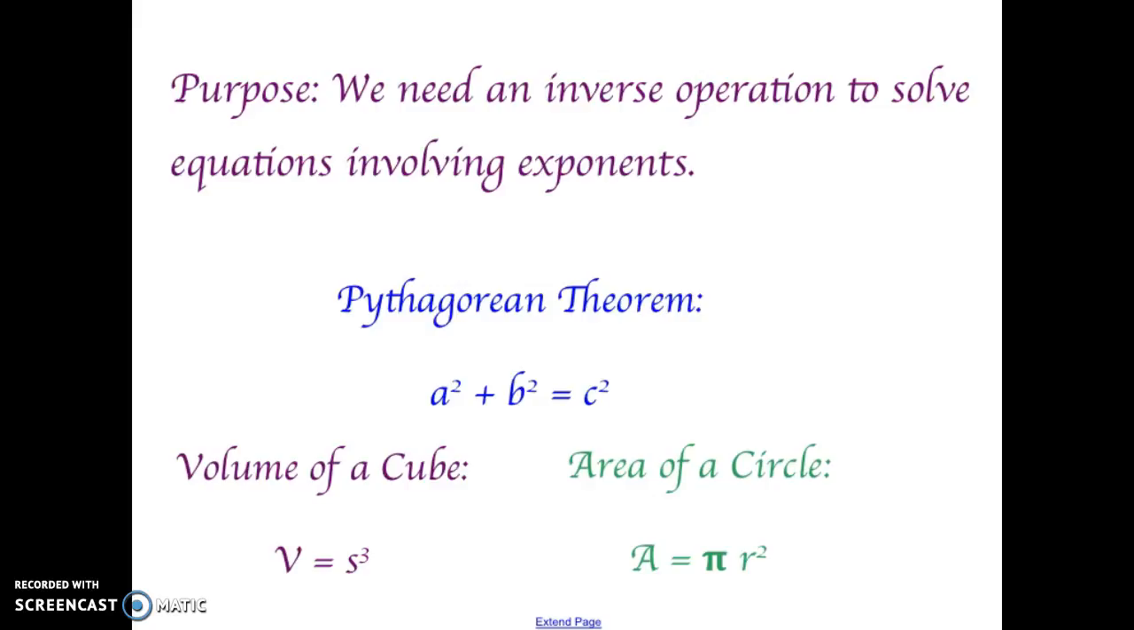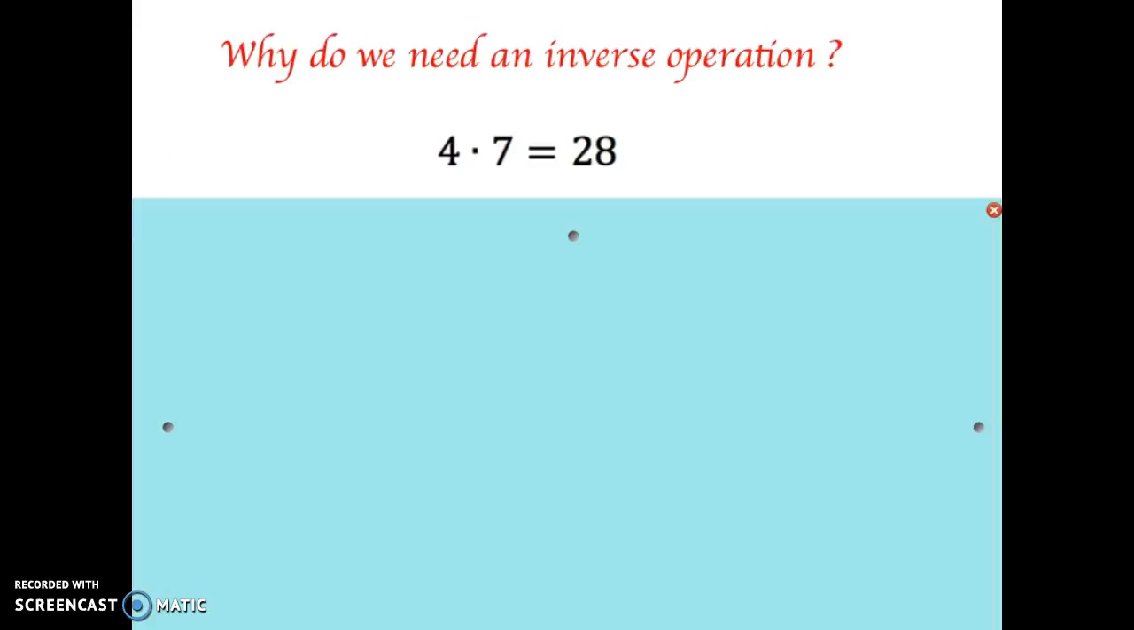From geometry, I got three examples up here of formulas that involve exponents: the Pythagorean theorem, the volume of a cube, and the area of a circle. Note all of them have exponents in the equations. Now you may be sitting there going, okay, so they got exponents in them, but why do I need an inverse operation? Let's look at an example involving multiplication.